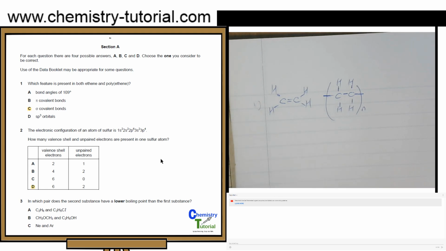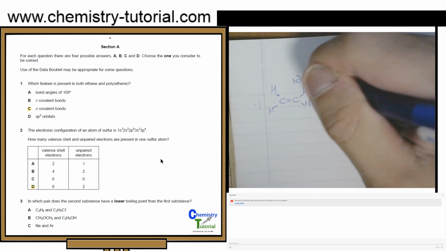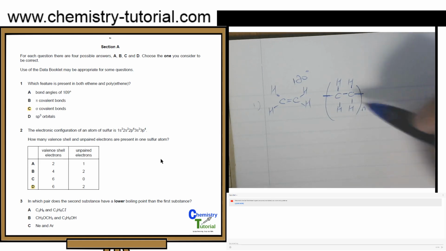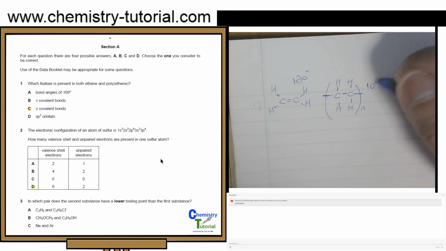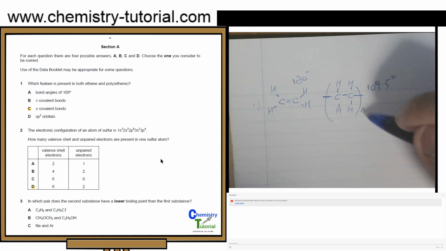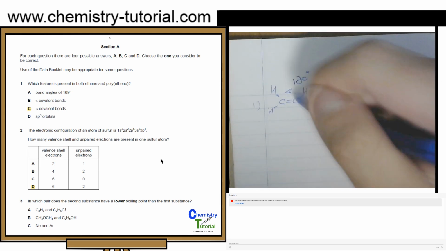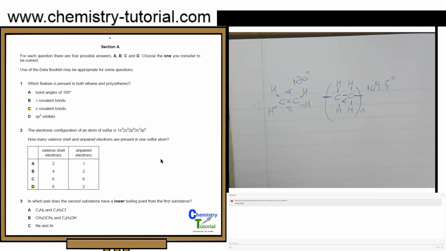So, the bond angles, is it 109 degrees? Does it apply to both of them? No, because the bond angle for ethene is actually 120 degrees, whereas for polyethene it is actually 109.5 degrees, tetrahedral. So A is out. For 2, are pi bonds available for both molecules? Not for polyethene, but it's available for our ethene because there's a sigma bond and a pi bond. But over here, everything is a sigma bond. So that applies. That means the answer for this question is simply option C.